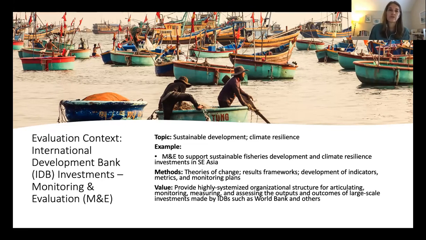Bank funded projects, where the World Bank is working with, in this case, the government of Vietnam to invest in large-scale infrastructure projects related to sustainable fisheries and also climate resilience. And so again, just like with the relatively small Master Naturalist Program context, the same kinds of tools are used here. We very much use theories of change and results frames.